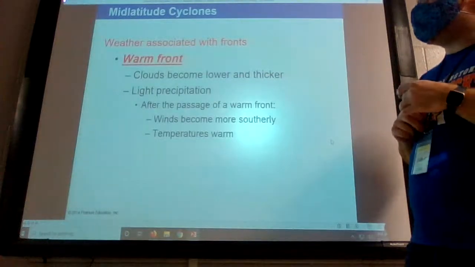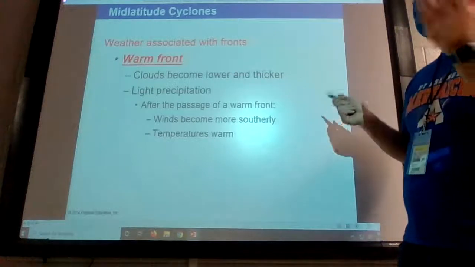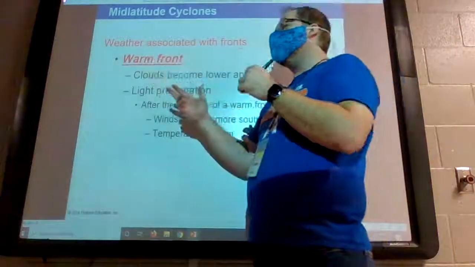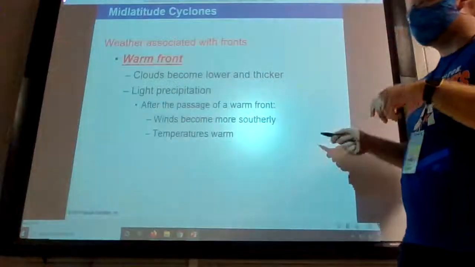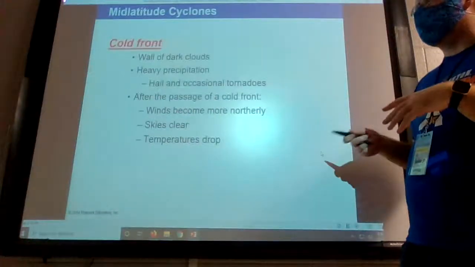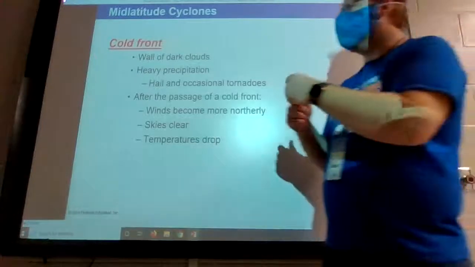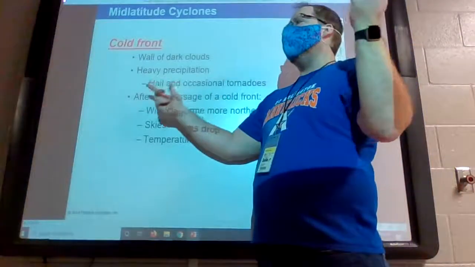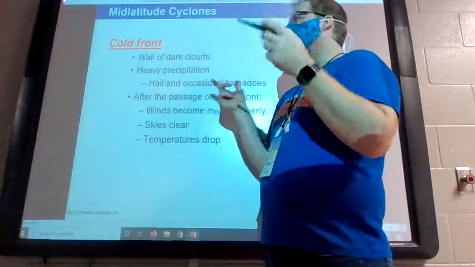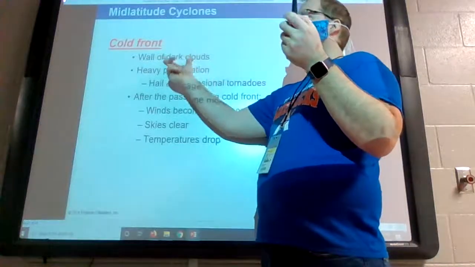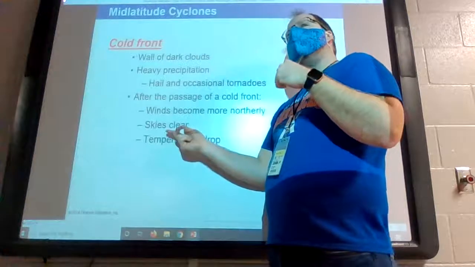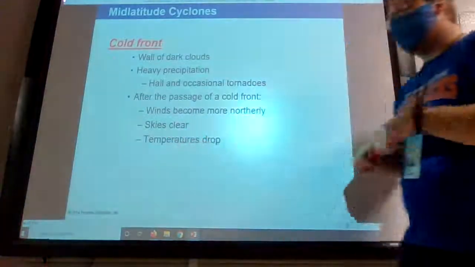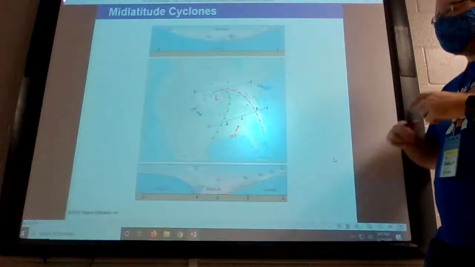Now they go through warm fronts, and they're basically hammering home. Warm fronts are not going to have a whole lot of rain, some light precipitation, and your temperatures are going to be warm on the backside because your warm winds are coming through. Your cold fronts are going to have lots of rain, possible hail and tornadoes, that thick wall of dark clouds that blows through very quickly. And on the backside, you get clear skies and lower temperatures, which is what we get quite a bit.